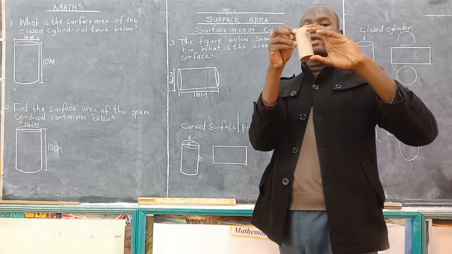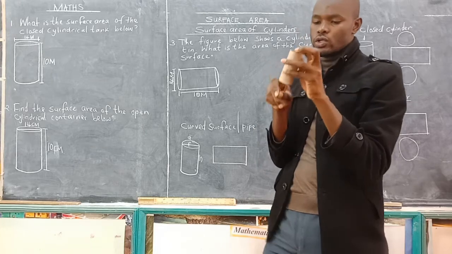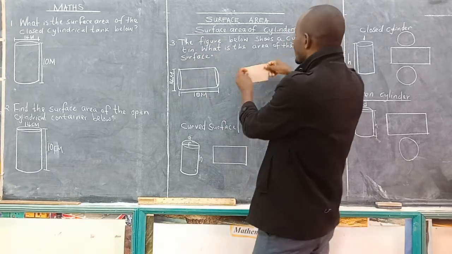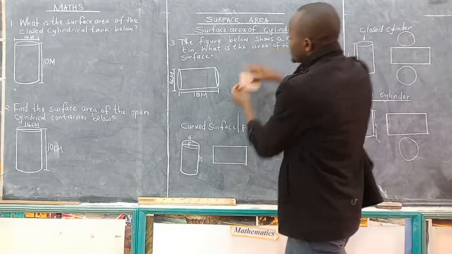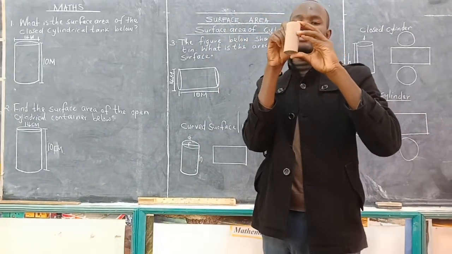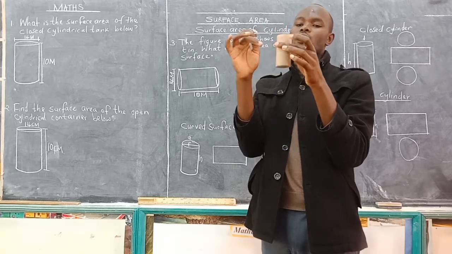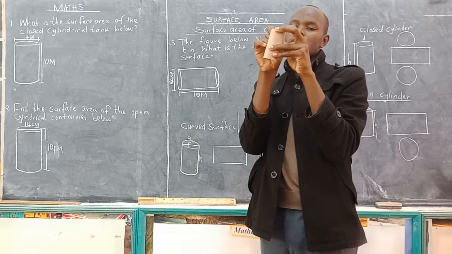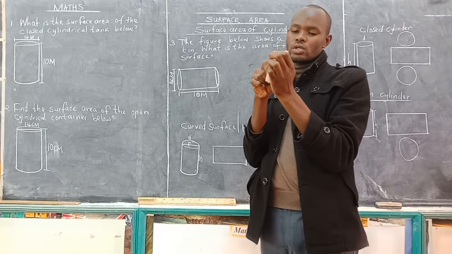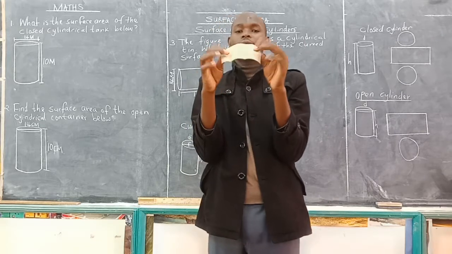If we cut this curved surface, what will happen? You'll find this one is a rectangle. If you cut the curved surface, it is a rectangle. You can cut another one. Now we are cutting the curved surface. Of course, we know we have a circle here, and another circle. So we want to see what happens when you cut the curved surface. In other words, the curved surface will become a rectangle like this.